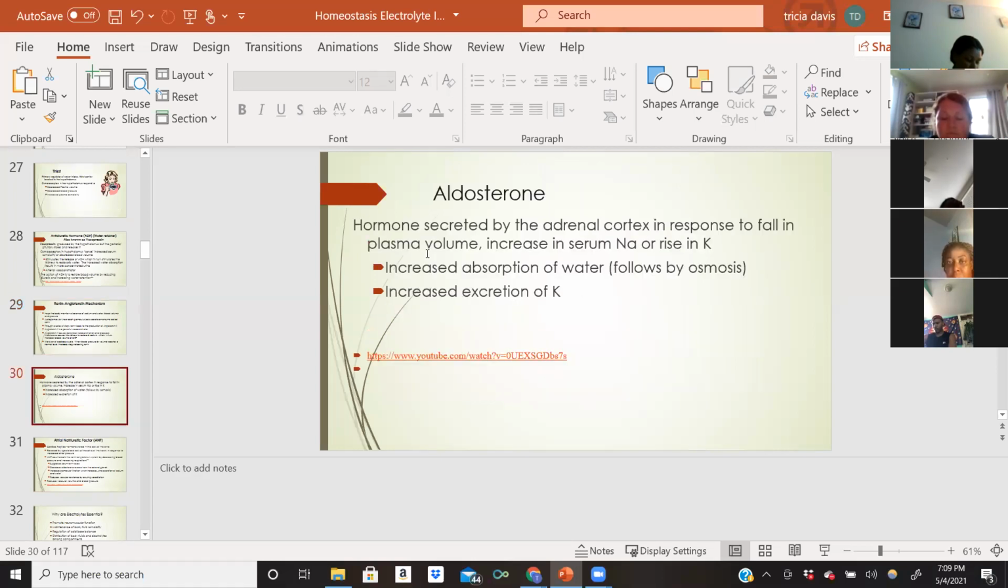So we have aldosterone. So aldosterone is a hormone secreted by the adrenal cortex in response to a fall in blood plasma or an increase in sodium or an increase in potassium. It causes an increased absorption of water. The water is going to follow by osmosis, and it's going to cause an increase in the excretion of K.